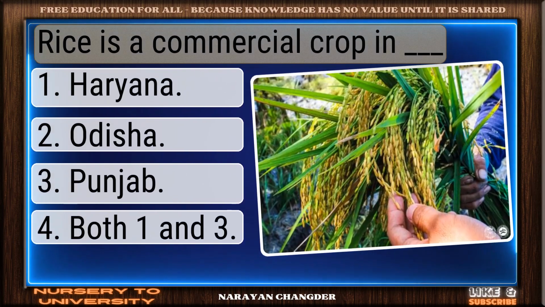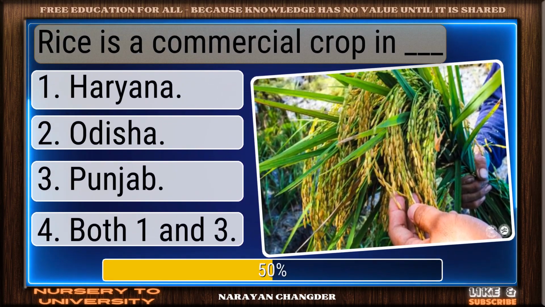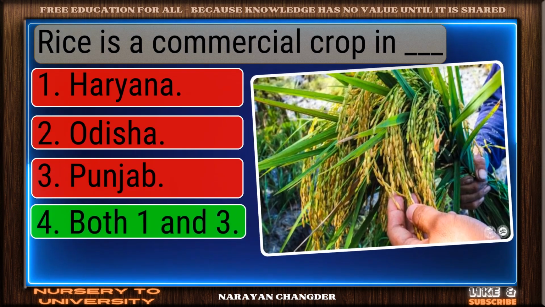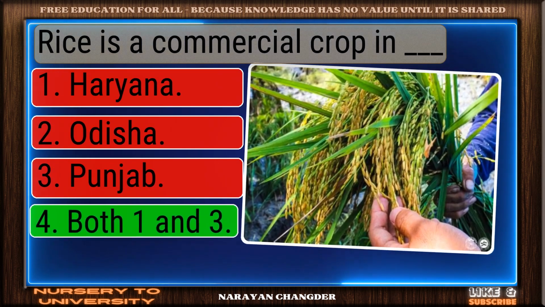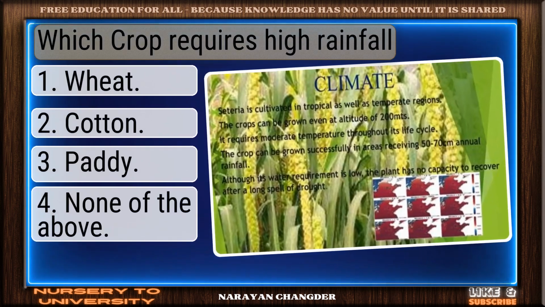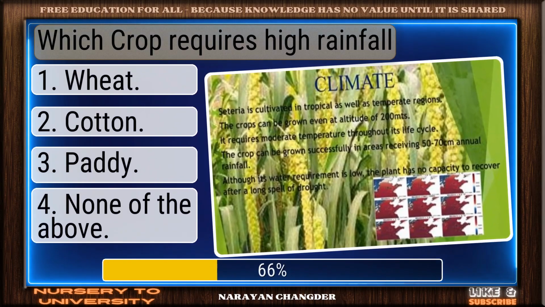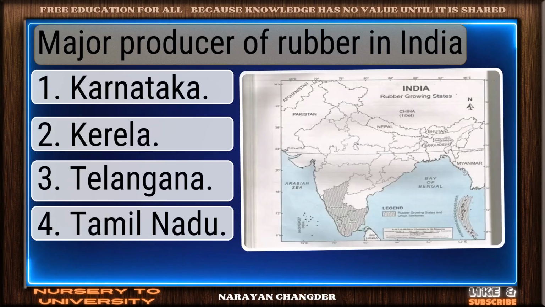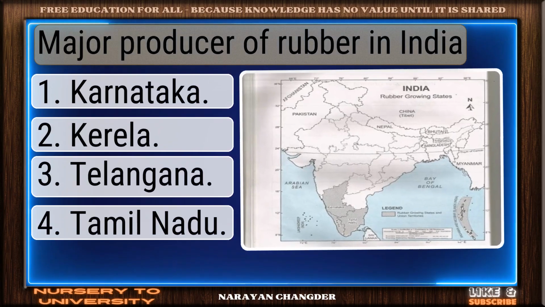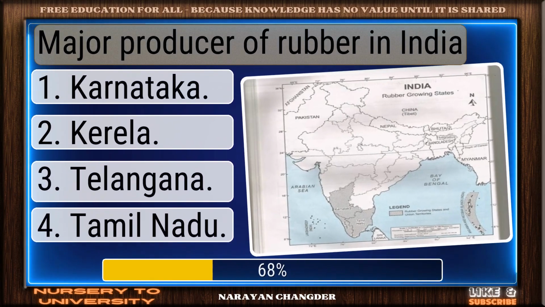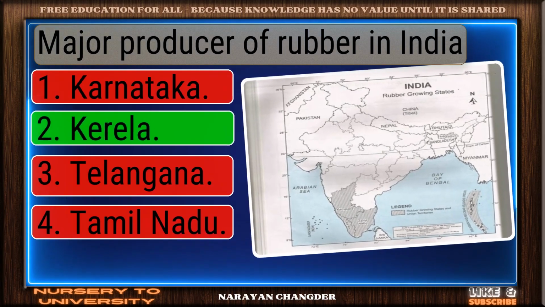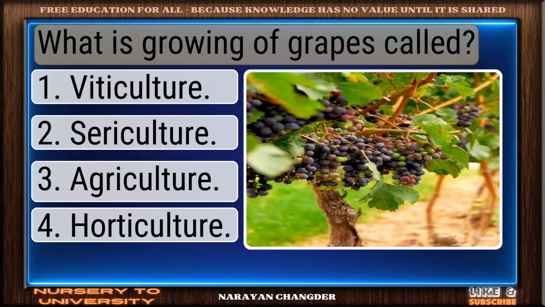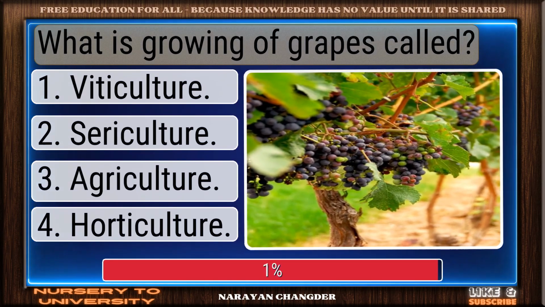Rice is a commercial crop in dash. Correct. Both 1 and 3 is spot on. Which crop requires high rainfall? Sharp thinking. Paddy is right. Major producer of rubber in India. Nice work. Kerala fits perfectly. What is growing of grapes called?